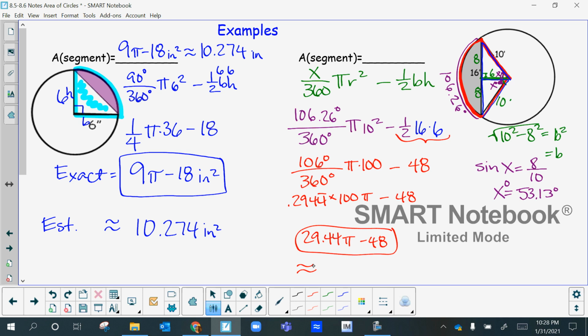So I'm going to hit times pi equals, so this left side is about 92.5 and then minus the 48. So I'm going to hit minus 48 in my calculator. So it's about 44.5. And this is in square feet.